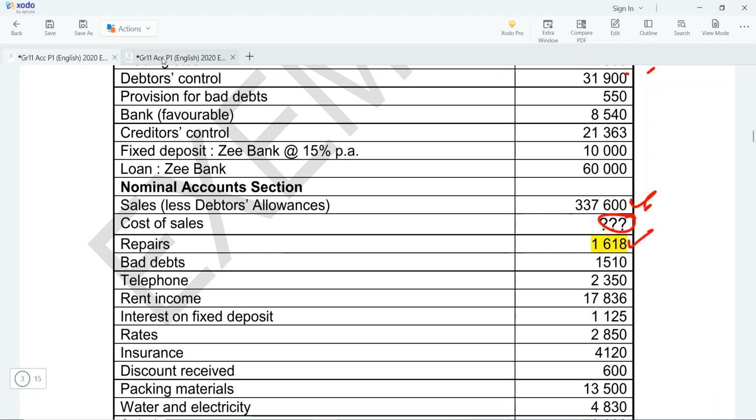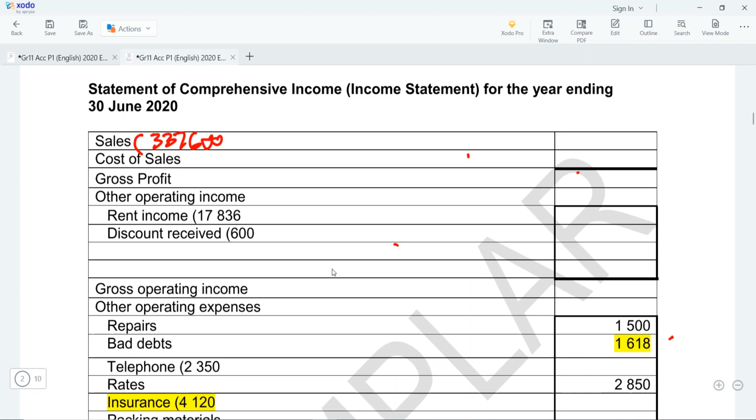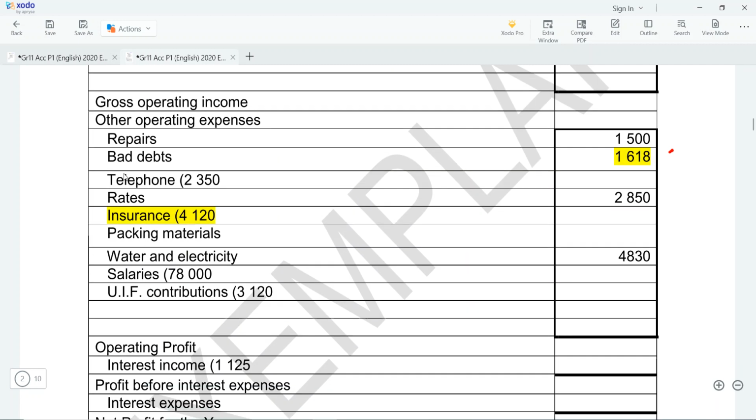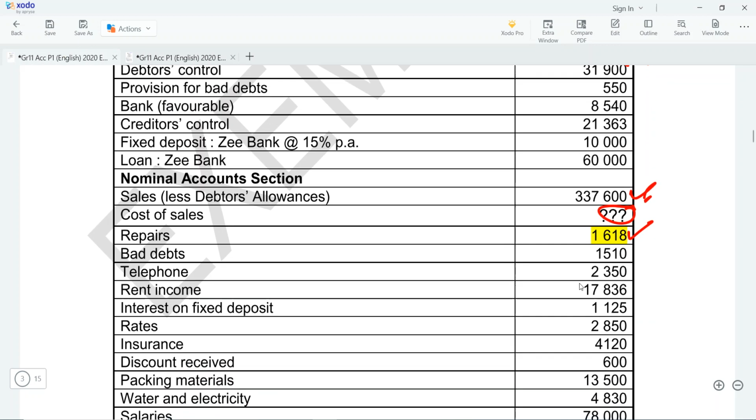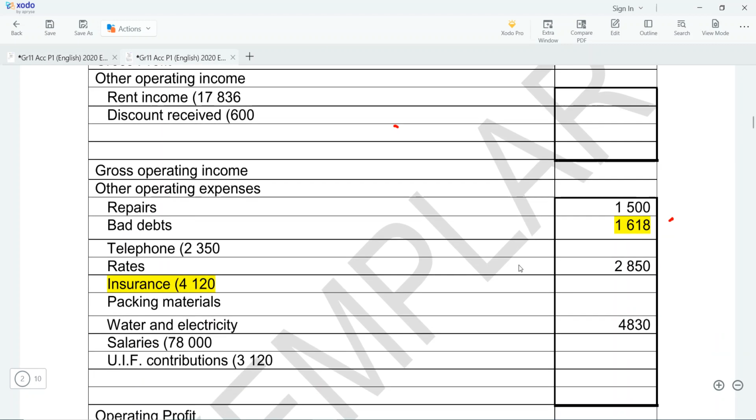Repairs, 1,618. I believe we can see that it has already been entered for us, so there's no need to enter it. Next, we have bad debts for 1,510. We can check if it's there. Bad debts is there, but it has already been adjusted, probably maybe because there's an adjustment that affects it.